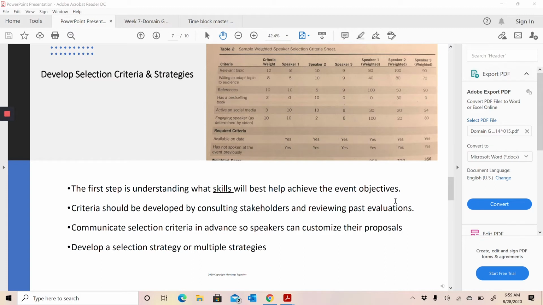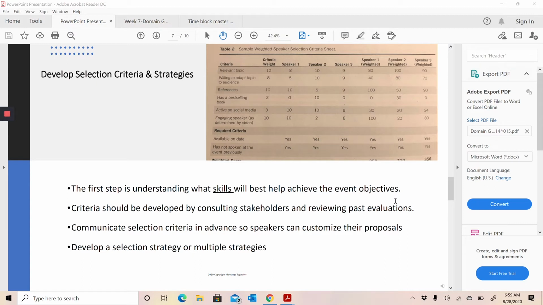And then develop a selection strategy or multiple strategies. So how are you going to find them? Are you going to use a speaker bureau to help find your keynote? Are you going to use your program planning committee to help find breakout speakers? So come up with a strategy. Again, everything ahead of time.